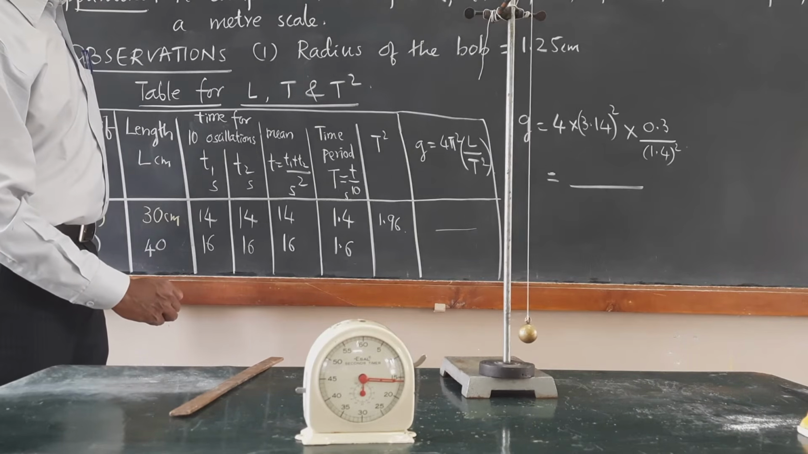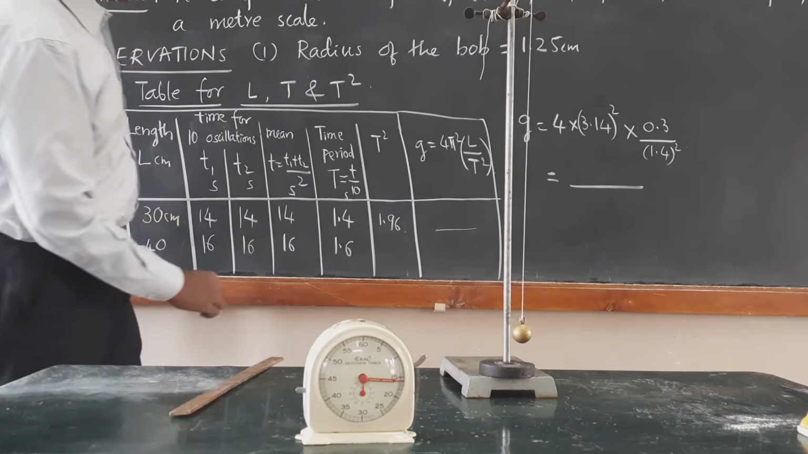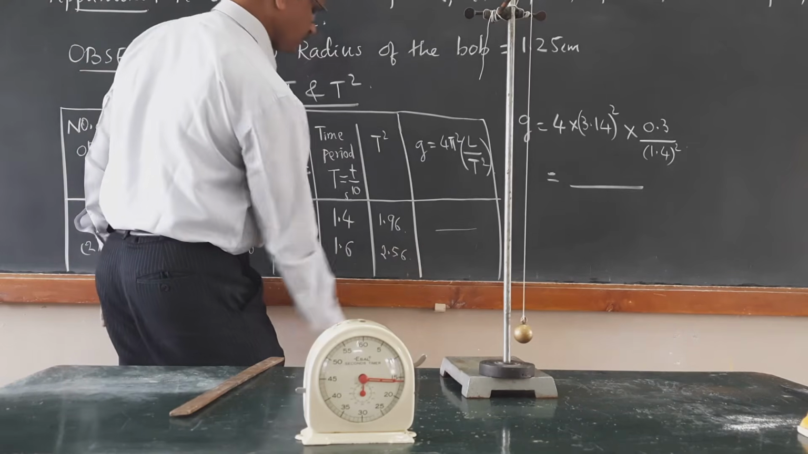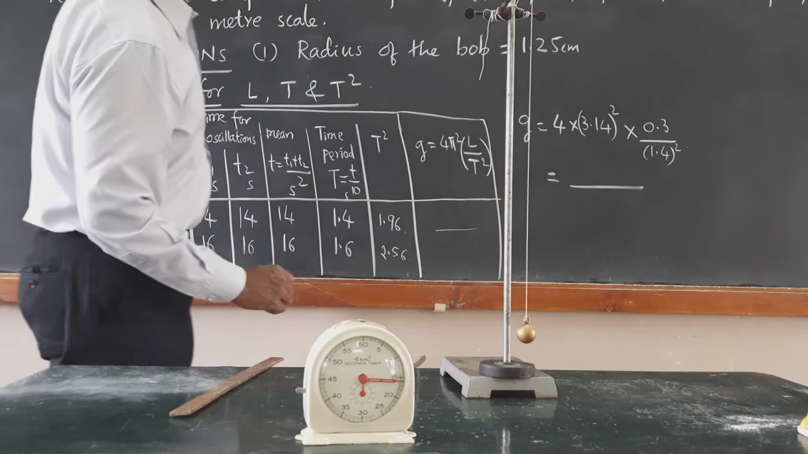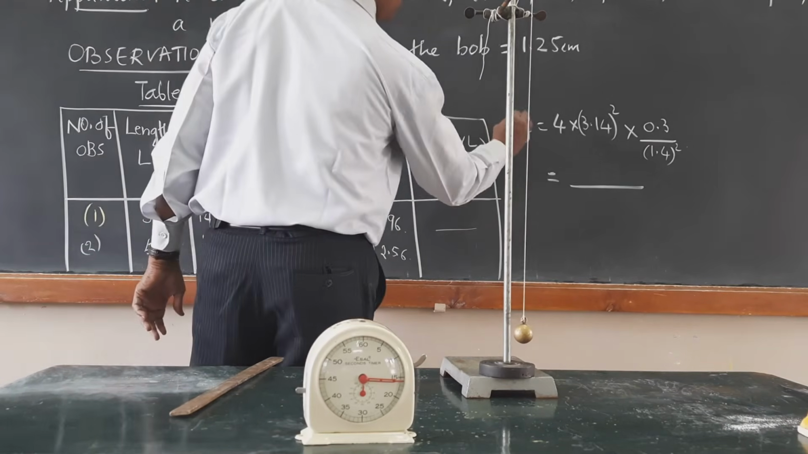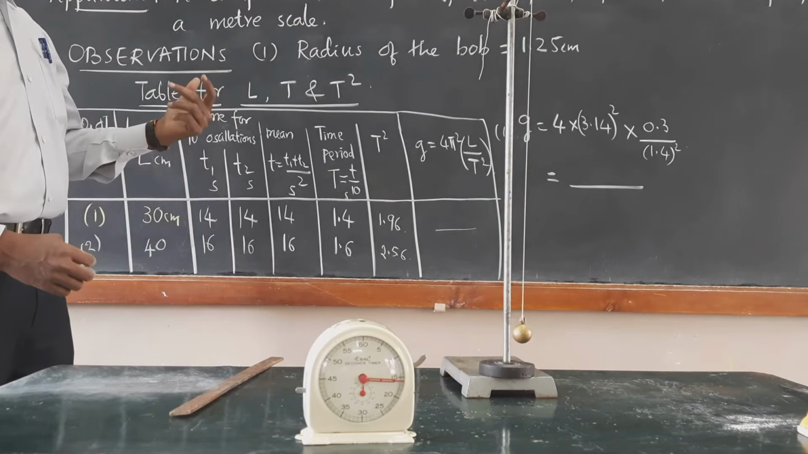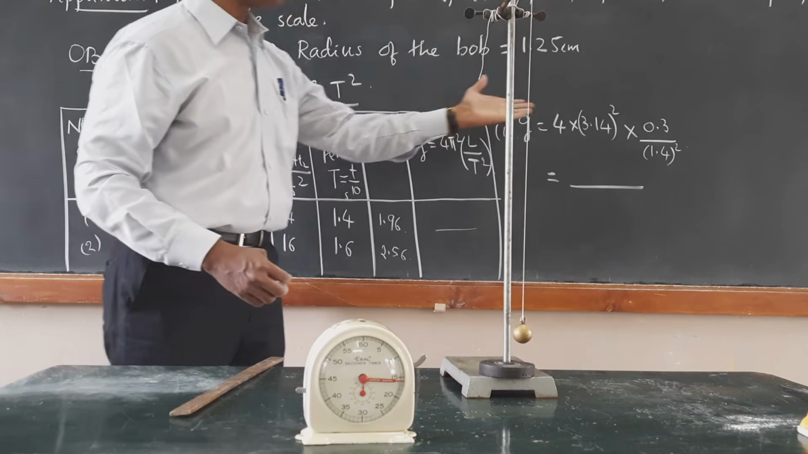Right? 1.6 into 1.6 will get 2.56. So in this way, for the first observation, using the calculator or using the logarithm table, you can calculate this, or direct simplification also you will be able to get the result.